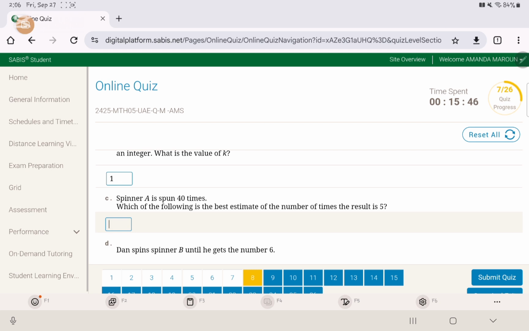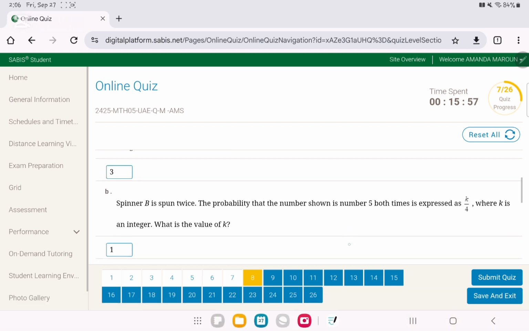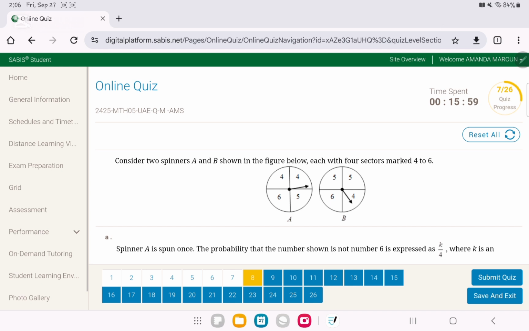Now this is very important. Spinner A is spun 40 times. Anytime they ask you for the best estimate of a number, remember, anytime you see best estimate, what do we do? First of all, we go to the spinner. It is spinner A. They told us spinner A is spun 40 times. Now 40 times is a big number. They're telling us we need to estimate it. The best estimate. What is the rule for best estimate?